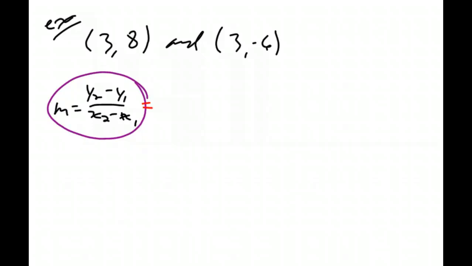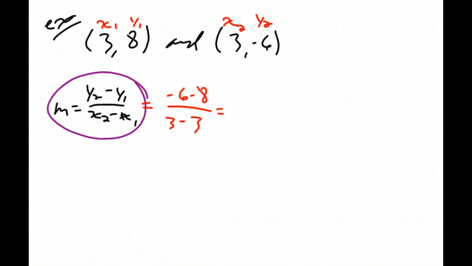So if I call y2 -6, y1 8, then I have y2 minus y1, so -6 minus 8 over 3 minus 3. On top I have -14. On bottom, 3 minus 3 is 0. How many times is 0 going into 14? Well, it's not really a number that we can find. Since we cannot have a 0 on bottom, this is impossible. You cannot divide by 0 into -14. This is called an undefined slope.